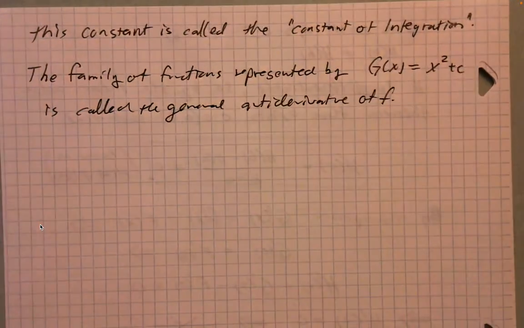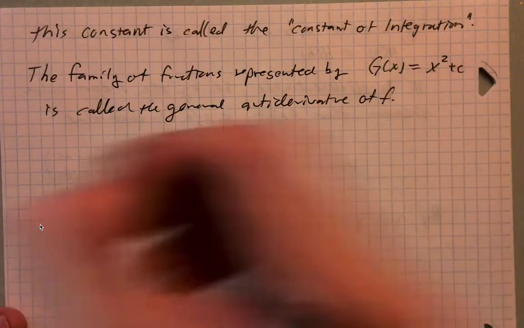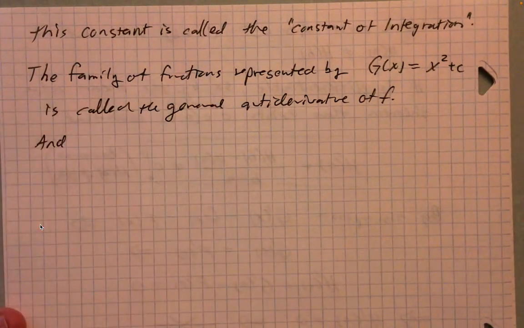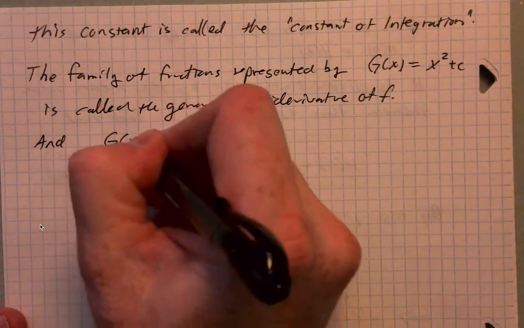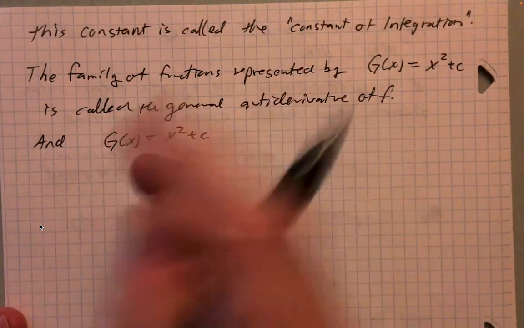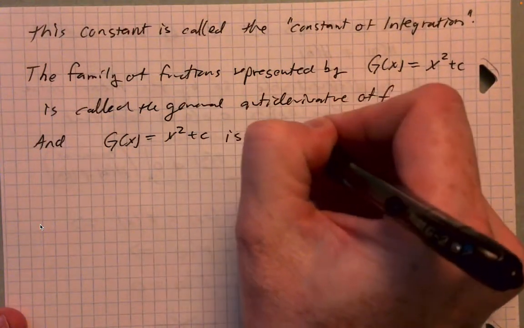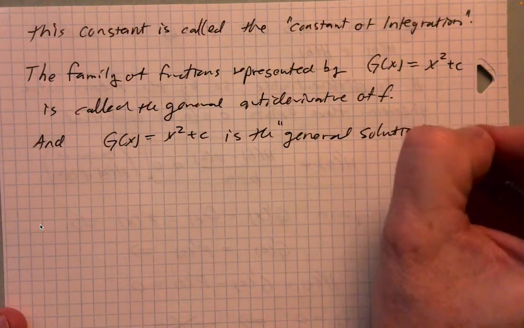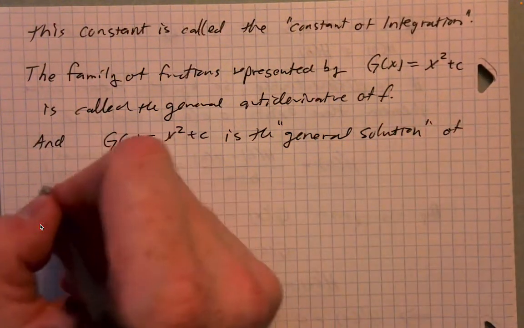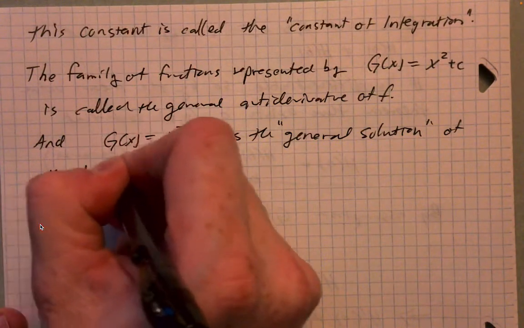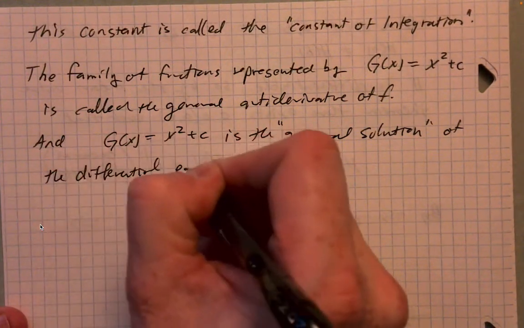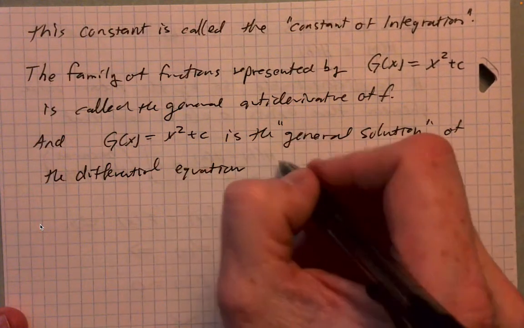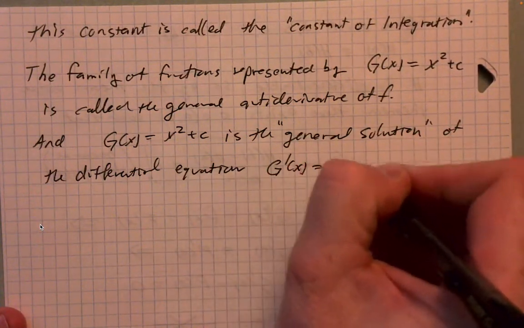All right, so the whole class of functions is called the general antiderivative of f. Okay, and then another thing here, G of x equals x squared plus c is the general solution of the differential equation G prime of x equals 2x.